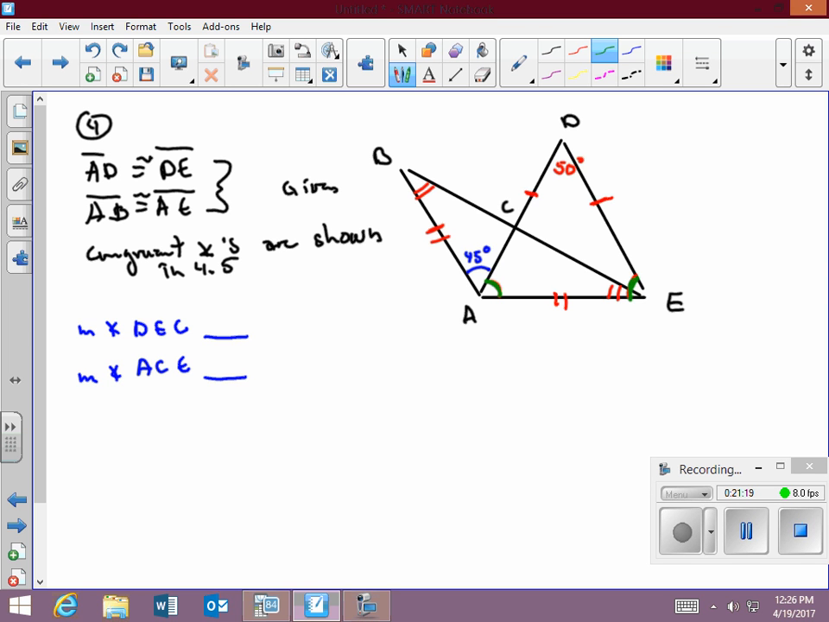If these two angles right here, those two green ones, are congruent, and this is 50 degrees, then those two angles have to be half of 180 degrees minus 50. That's 130 degrees, half of it is 65. So these have to be 65 degrees each.